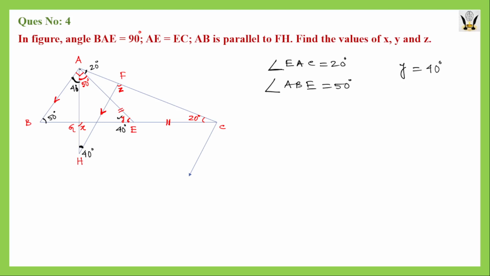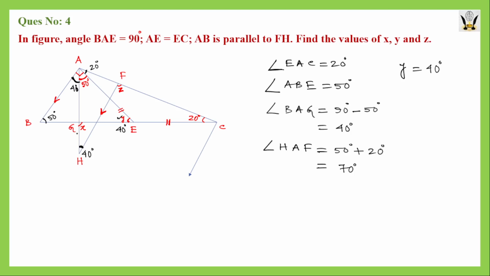Now in this triangle AHF, the measure of this angle is how much? 50, and then here 20, so it will be 70 degrees, and this is what? This is 40 degrees, so 70 plus 40, this is 110.